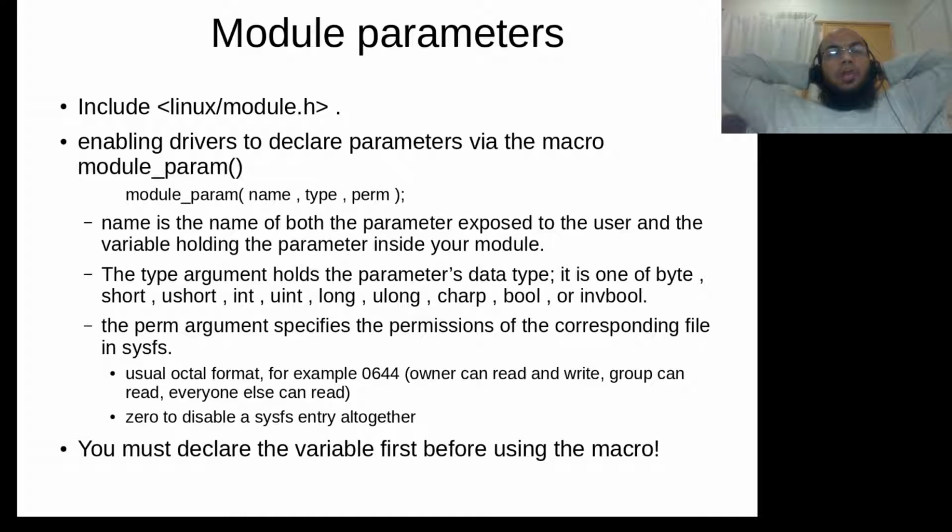The type argument holds the parameter's data type, and it can be one of the following: byte, short, ushort, unsigned short, basically int, unsigned int, long, ulong, charp, bool, and or invbool. Well, these are roughly the normal C types. The permission argument specifies the permission of the corresponding file in sysfs, and we'll talk about sysfs later.